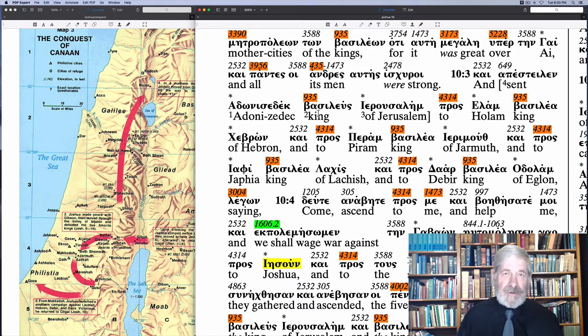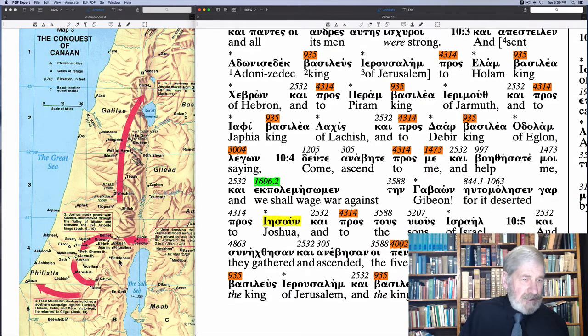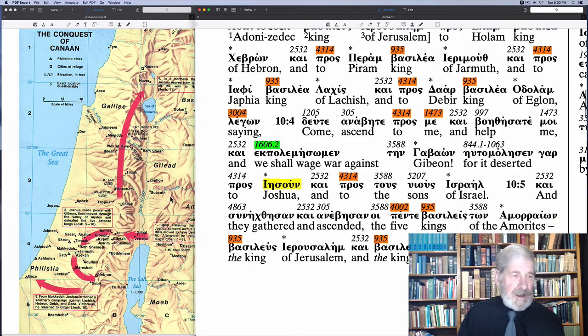And Adoni-Zedek, king of Jerusalem, sent to Hoham, king of Hebron. Now where is Jerusalem? There it is. Hebron is down here, West Bank today. And Piram, king of Jarmuth, there it is. And to Japhia, king of Lachish, and there it is. And to Debir, king of Eglon. I couldn't find Eglon. Adullam maybe is, I don't see that on here either.